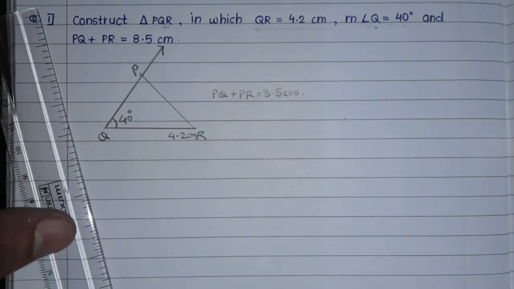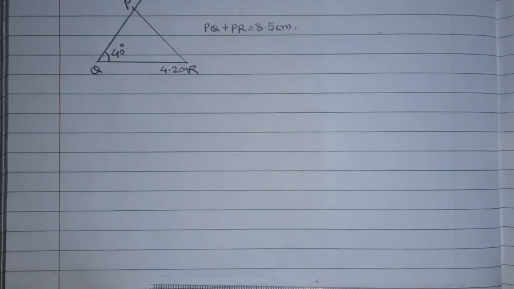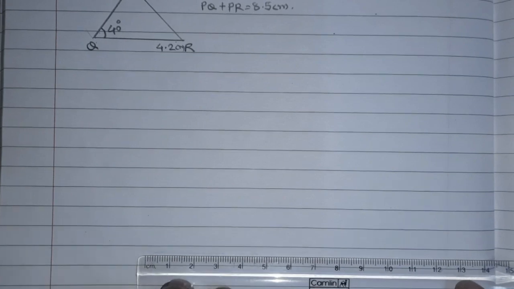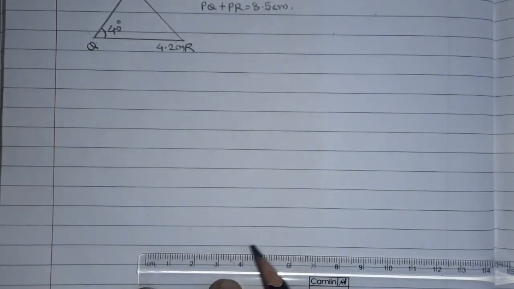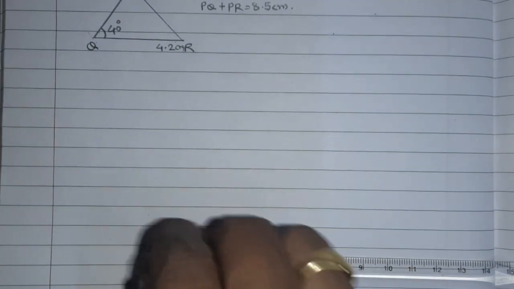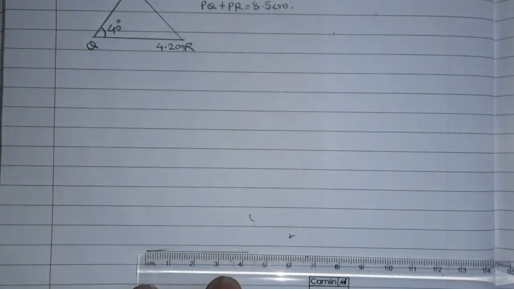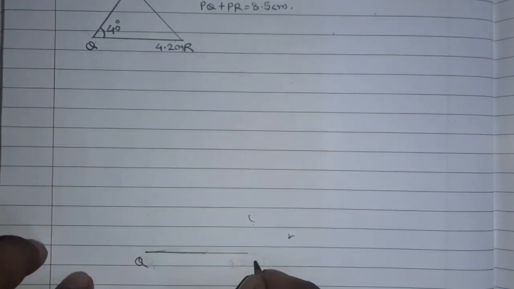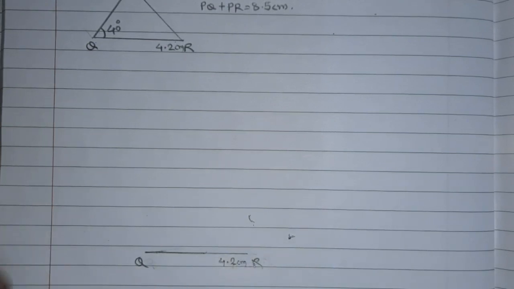Now how to do the actual construction? For that purpose, dear student, first of all we have to draw the base. Therefore see here, by using the scale, we have to take a distance of 4.2. See here, this is 0 and from 0 here it is 4 and then 2 millimeter we have to take. This is the segment QR, and it is of 4.2 centimeter. Therefore, we have to write here it is 4.2 centimeter.